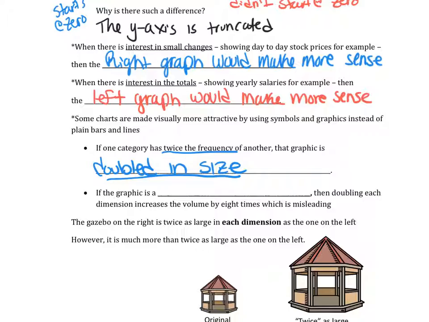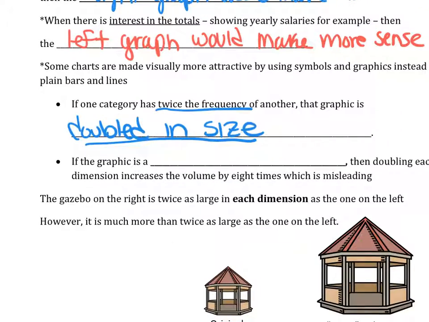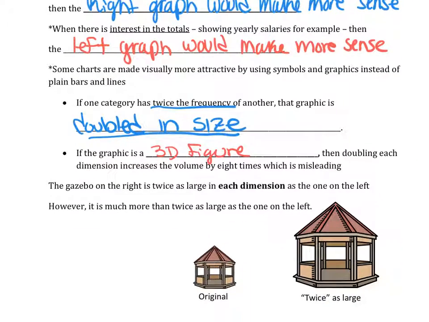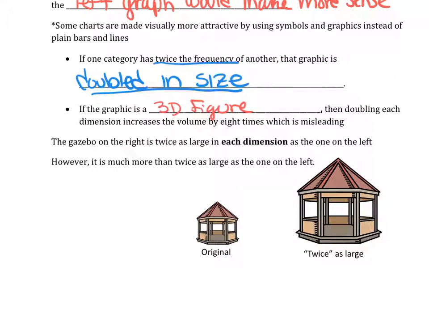However, if the graphic that they chose to use is a three-dimensional figure, then doubling each dimension would actually increase the volume by 8 times, which would be misleading. So the gazebo on the right is twice as large in each dimension than the one on the left. However, it is much more than twice as large as the one on the left. So using pictures instead of our bars with our nicely labeled X and Y axes, those can get misleading if the graphics are not scaled correctly. So you just have to be careful with that.